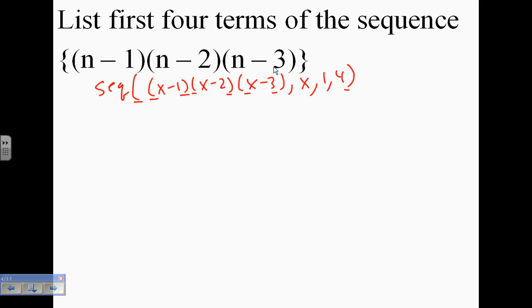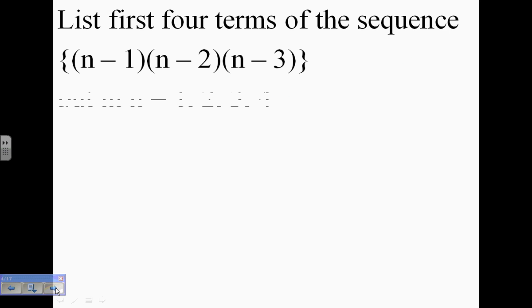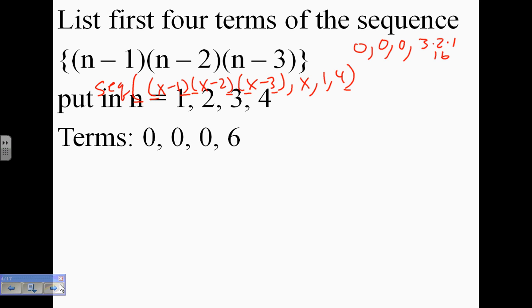Put in 1, you'll get 0. Put in 2, you'll get 0. Put in 3, you'll get 0. Put in 4, you get 3 times 2 times 1, which is 6. Yeah, 6. So you can do it either way. You can do it on the TI or you can do it manually. Either way, you should be okay.